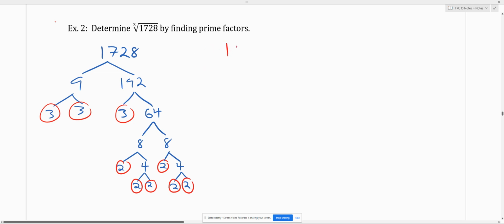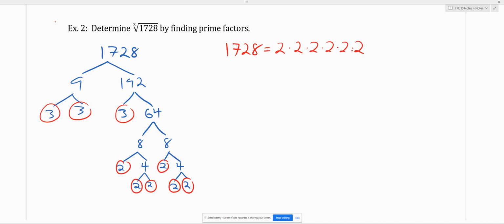So let's write out my prime factorization in long form, the repeated multiplication form. And so I got 6 twos. So I have 2 times 2 times 2 times 2 times 2 times 2. Nope, that's one too many. 6 twos. There we go. And then I have 3 threes: 3 times 3 times 3.